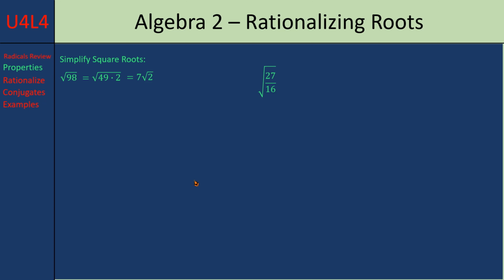Another one, I have radical 27 over radical 16. I can split that into radical 27 over radical 16. And radical 27 becomes radical 9 times radical 3 over 4, because radical 16 is 4. And radical 9 is just 3. So 3 radical 3 over 4.